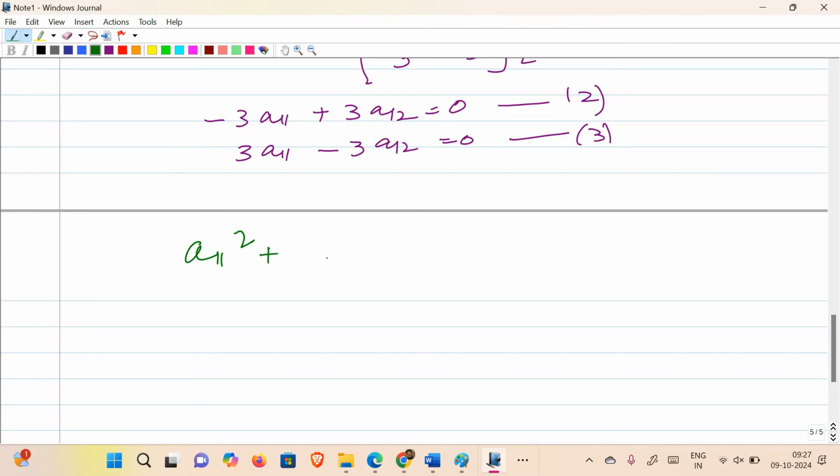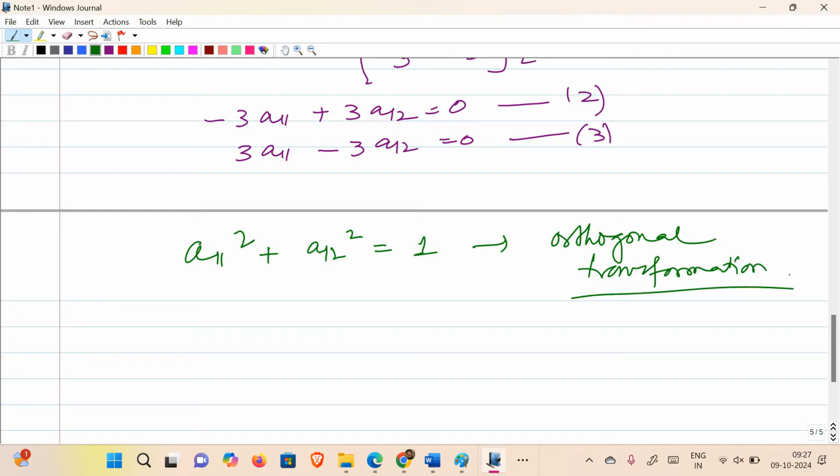A11 square plus A12 square should always be equal to 1. This is an orthogonal transformation. Please make a note. Without this, you cannot move further or go ahead with the calculation. This is a condition which you need to follow for generating the values of V or even U for that matter. Up to this point, any doubt?